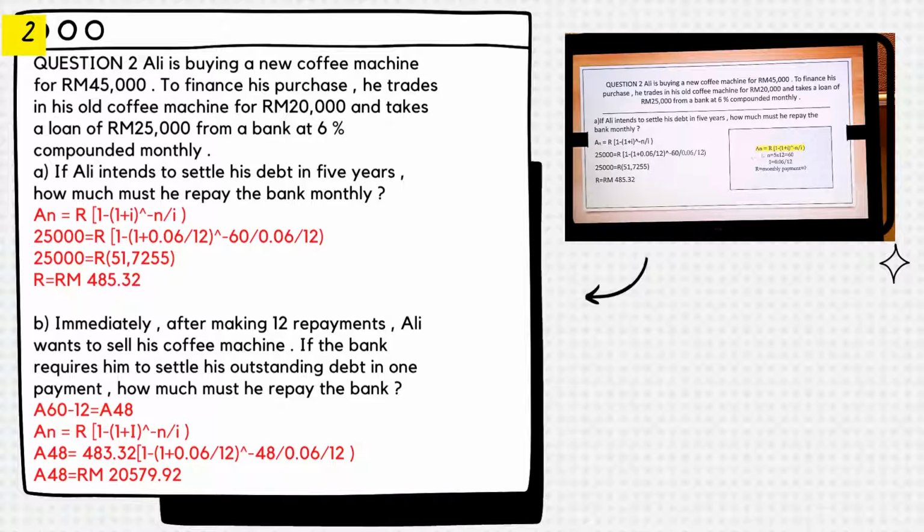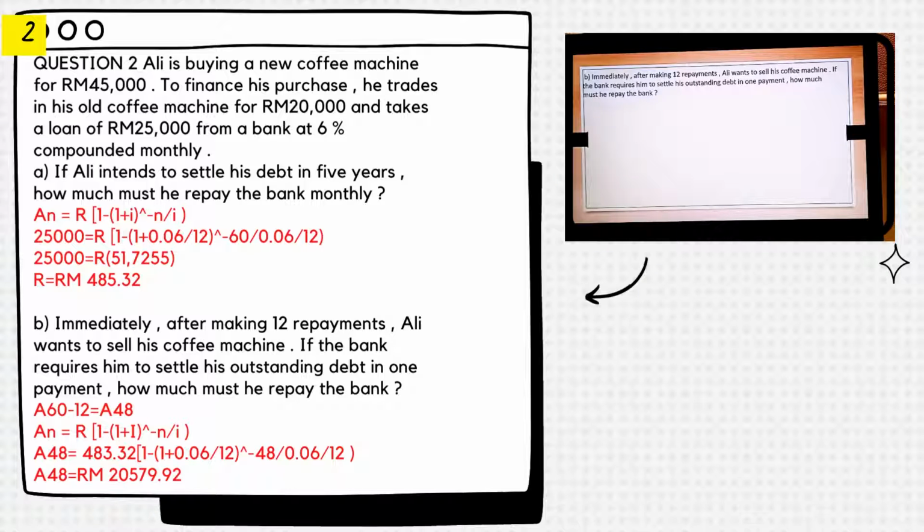So just put the formula on the left and convert whatever information is given into the formula. Do some calculation and transfer like this. And after we get the summation, just transfer to the left and divide it. So we got RM485.32.